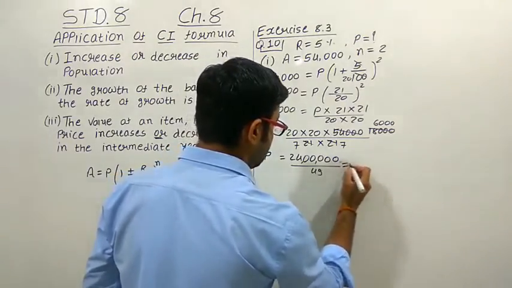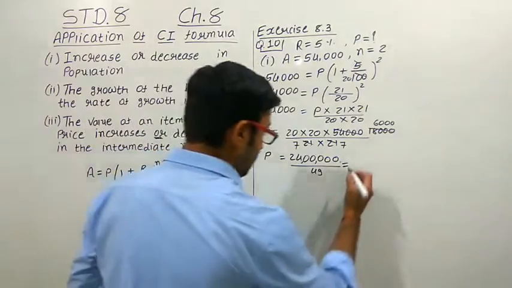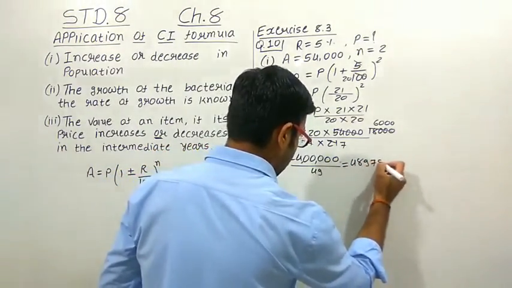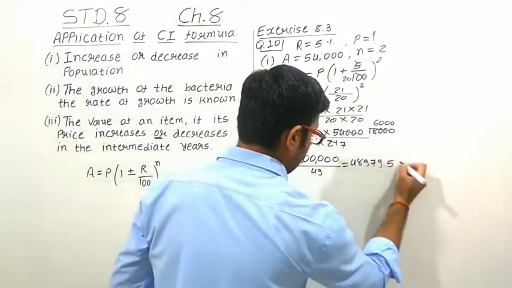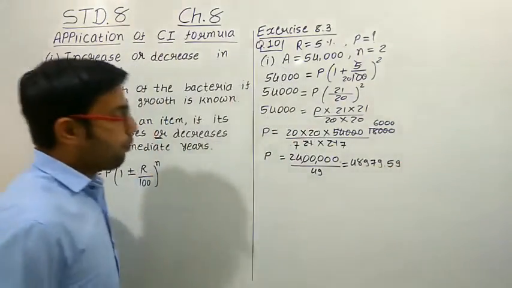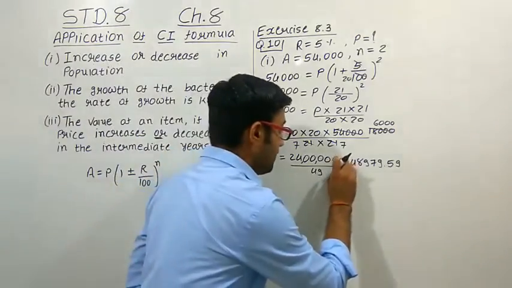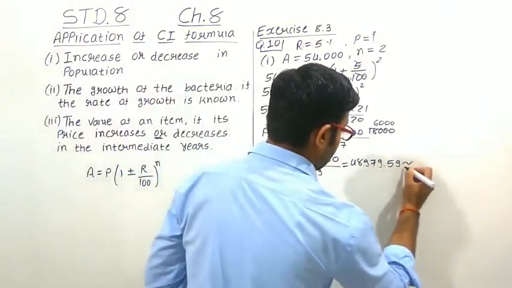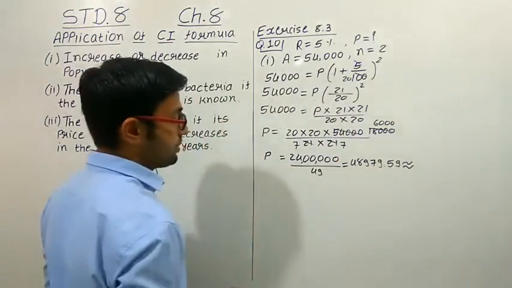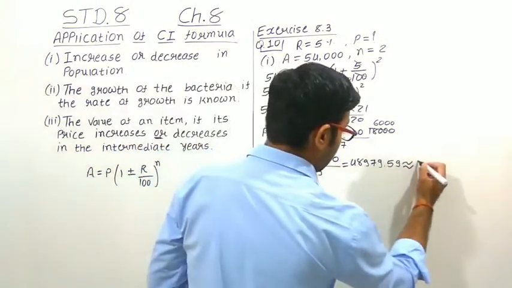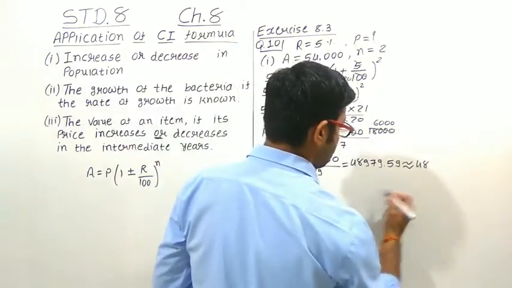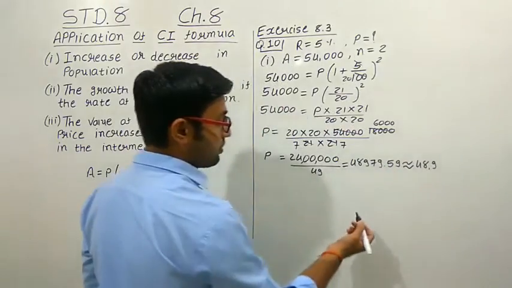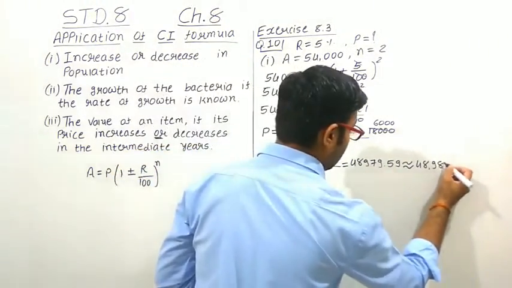So when we divide these numbers, we get the answer 48,979.59. Now see, this is the population, and population can never be in decimal points. So we can take the approximate answer. This is the sign of approximation. So we can take 48,979, and we approximate round it as 48,980.